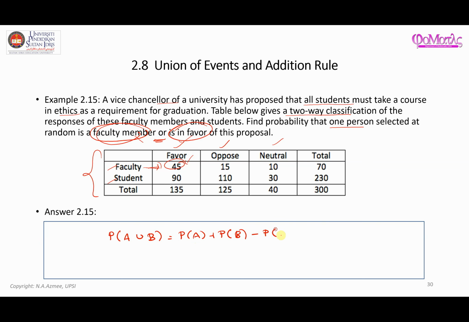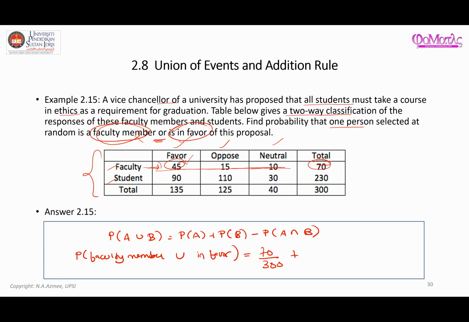We have to minus the intersection. Okay, and in this case what we have is we want to find the probability the person is a faculty member union with the fact that he is in favor of the idea. So the probability that the person is a faculty member is going to be the total number of them being faculty members, so 70 over 300. So that is the first part.